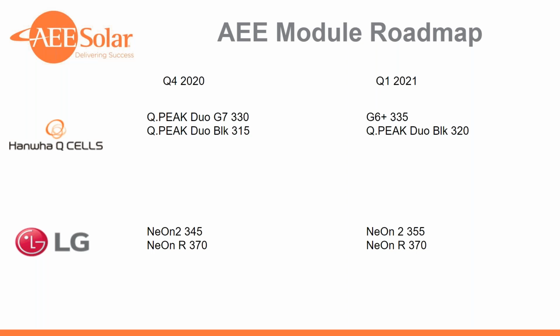From our friends at LG, no changes yet to their wafer lineups. So we're just seeing the natural progression of watt classes through both of their lines, the Neon 2 345 in Q4 and the Neon R 370 in Q4, migrating up to a 355 in Q1, and we should be able to stick with that 370 in Q1 as well. So a combination of new technology, new wafer sizes, and then just the natural progression up the bell curve from all of these manufacturers.